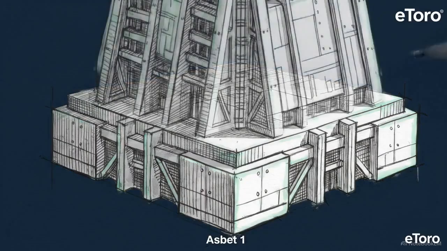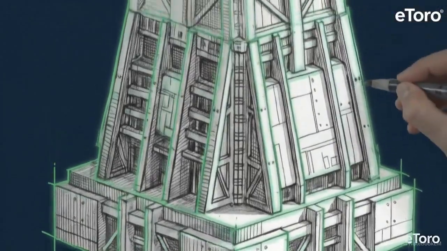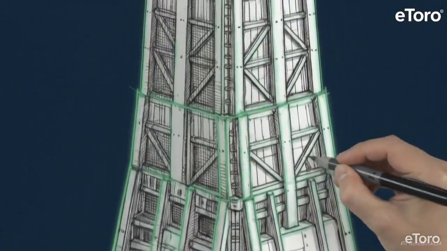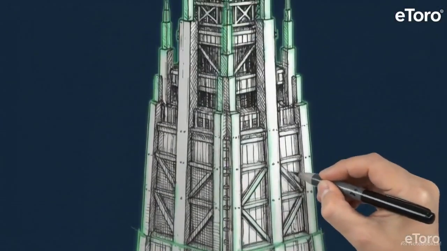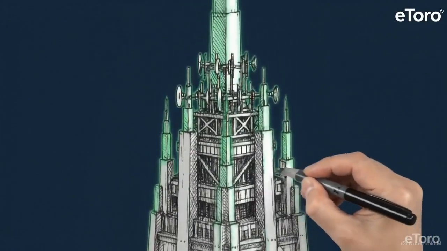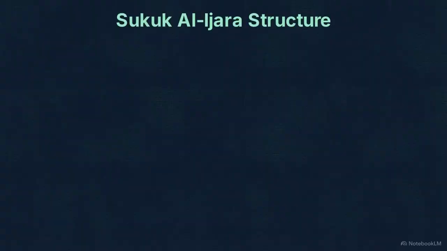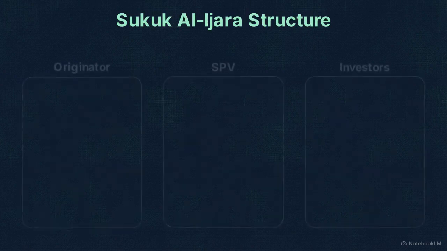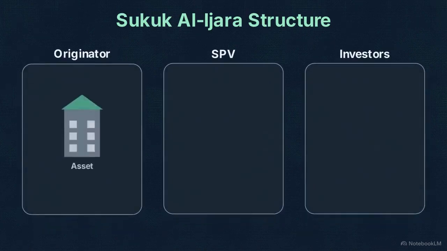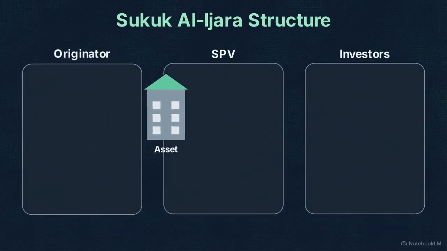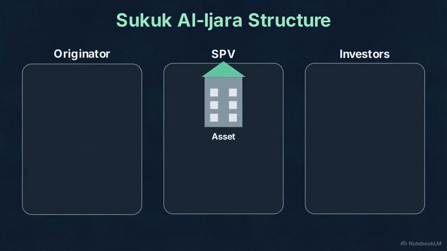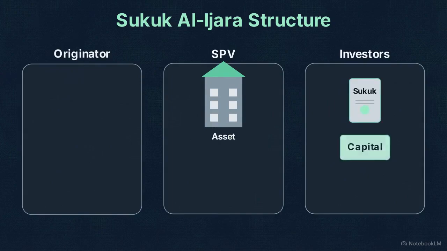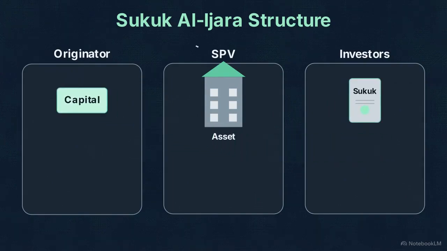This is the crucial legal distinction. These certificates do not represent a debt obligation. They represent an actual, undivided ownership interest in the physical asset. To see how this routing works, we can look at the common sukuk al-ijara structure. First, the originator, the company needing capital, transfers a physical asset, like real estate or aircraft, to a special purpose vehicle, or SPV. The SPV then issues sukuk certificates to the investors.